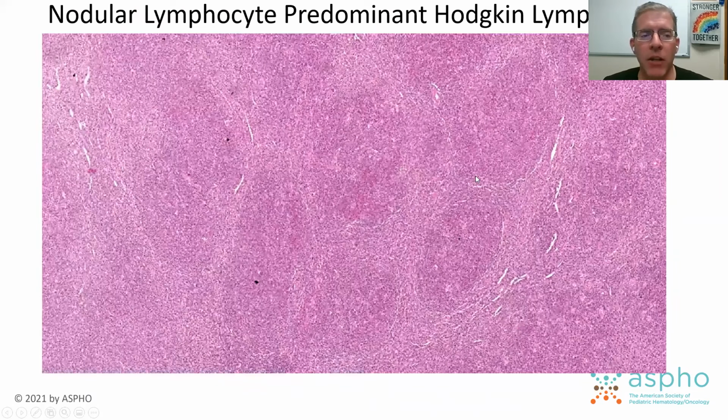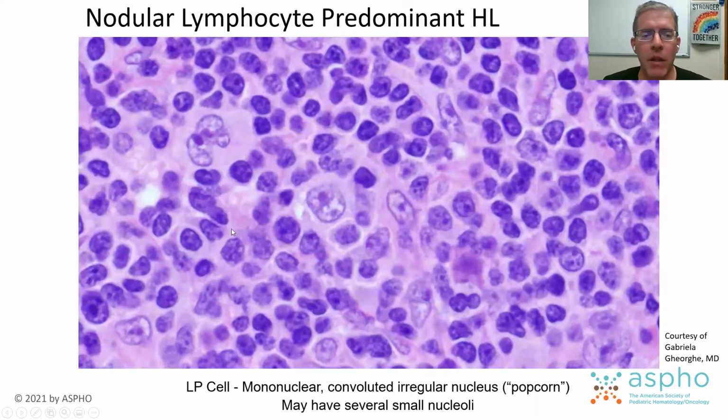Then finally, we have nodular lymphocyte-predominant Hodgkin lymphoma. Here you can see the nodules. And then up close again, the malignant cell looks like popcorn with several small nucleoli.